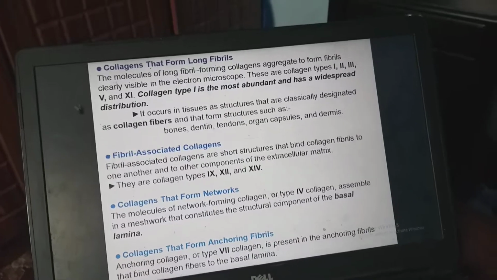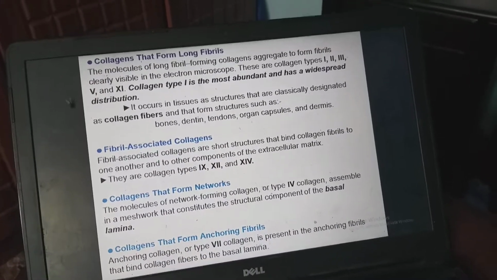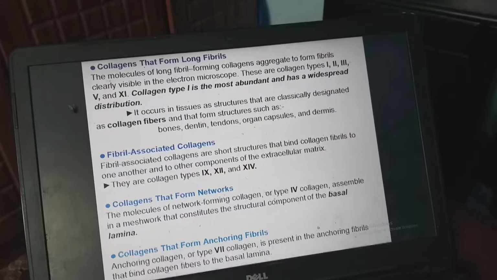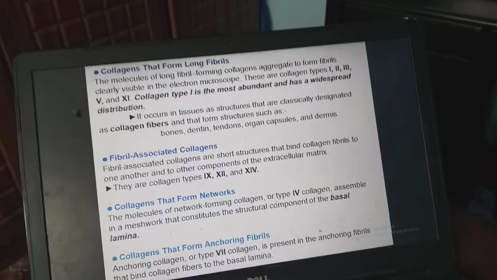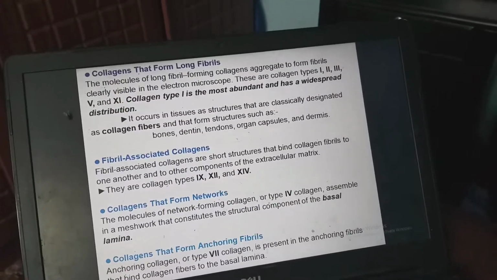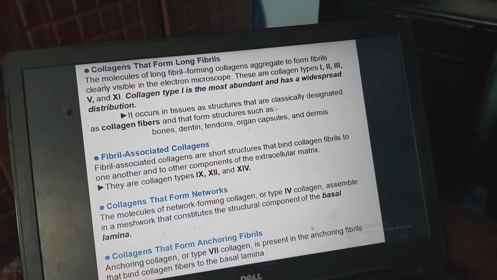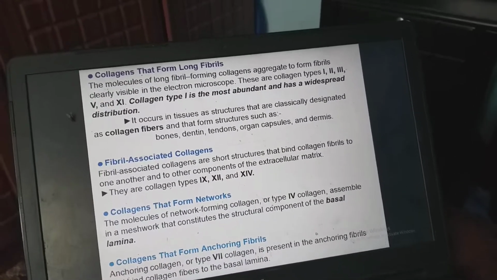Collagen that forms long fibrils, as you understand from the term, means those which have long fibers, like collagen type 1, type 2, type 3, type 5, type 11. From these, type 1 is the most common. Where is the location of this? Mainly they are located in bone, in dentin, tendon, organ capsule, and in dermis.